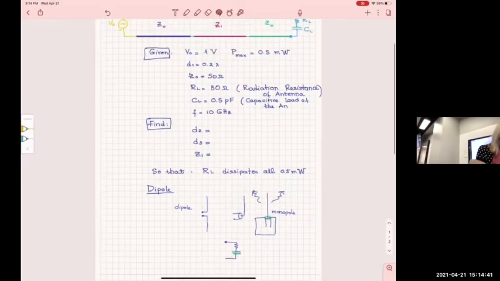Now you have to remember what we know. We know the voltage, we know the maximum power, we know this length, we know this characteristic impedance, we know the resistor of our load, we know the capacitor of our load, we know the frequency. And then we need to find D2, D3, and D4.